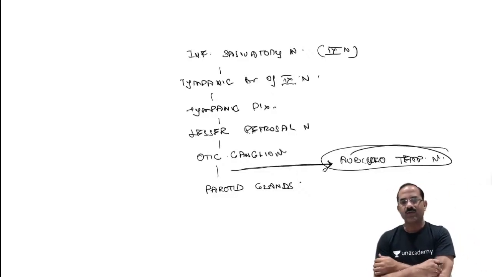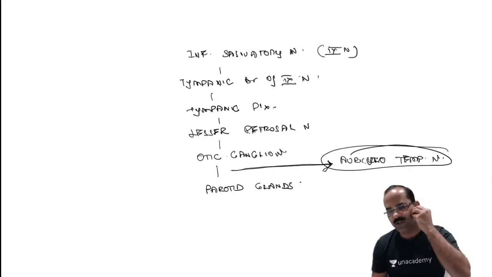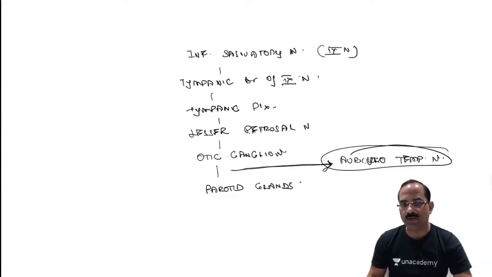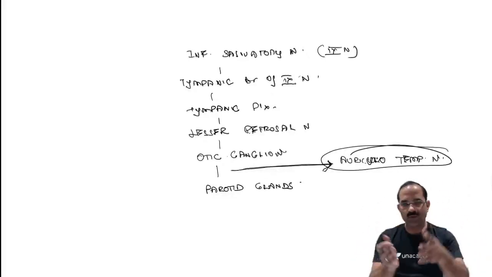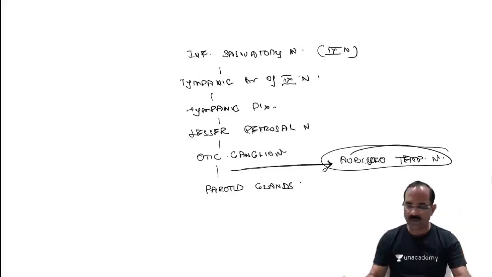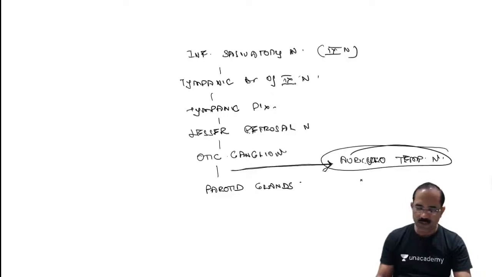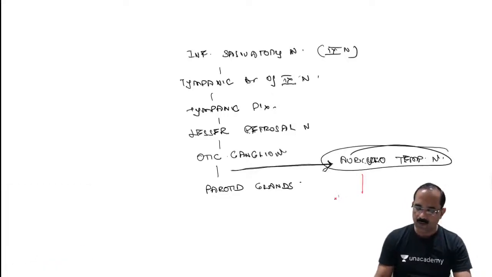When there's a perforating lesion of the skin over the parotid gland, and regeneration is going on, there's a mixing of fibers. The fibers of the auriculotemporal nerve get mixed with the fibers of the greater auricular nerve.